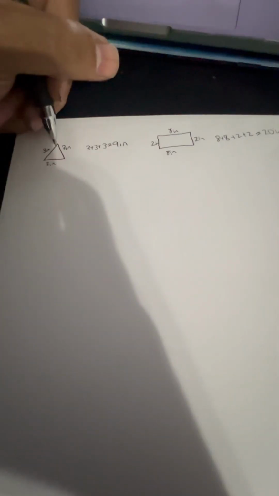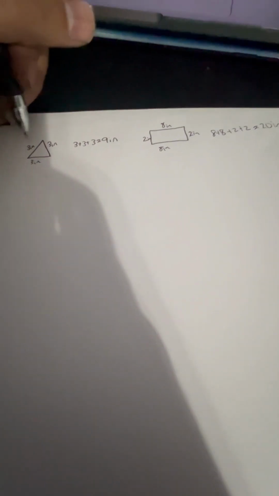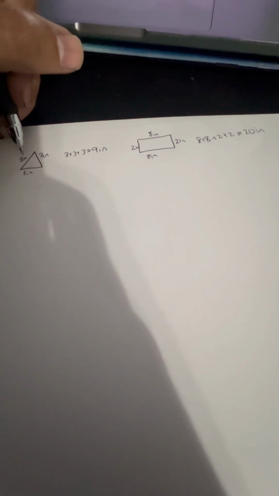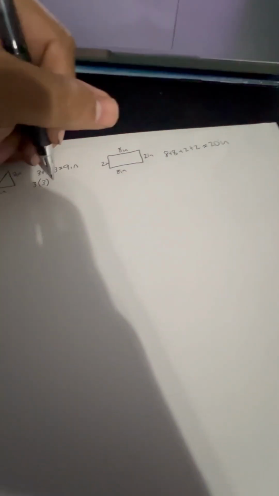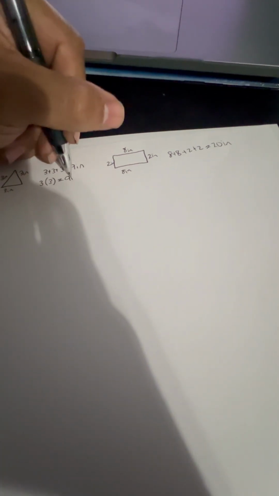There is also a way to solve them faster. So for example, in this case of this one, you have all three sides are equal. And this only works if the sides are equal. So in this case, each side is equal. So you can do 3, because each side is 3 inches, times 3, because you have 3 sides in this case. So 3 times 3 is 9 inches, which gives you the same answer.